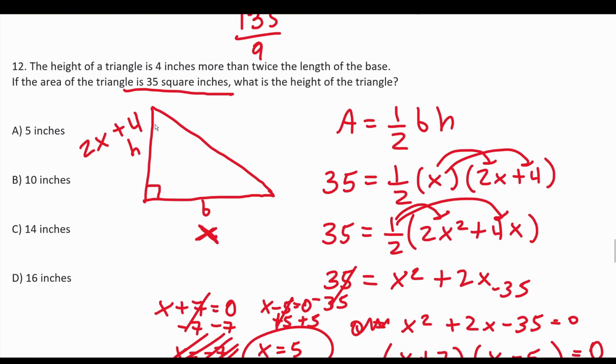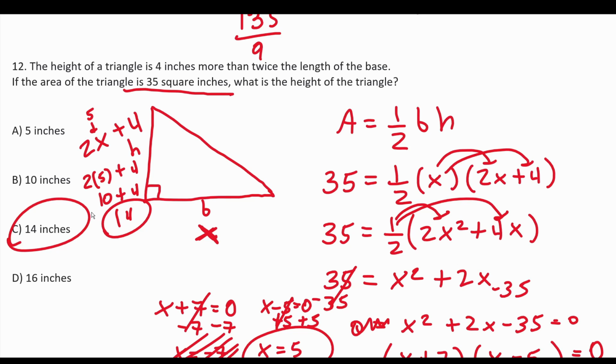Now that we know what x is, we can find the height by substituting 5 in for x here. This becomes 2 times 5 plus 4. 2 times 5 is 10, plus 4 is going to be 14. So the height of this triangle is 14 inches, and we had to use some basic algebra as well as the formula to find the area of a triangle to figure this one out.